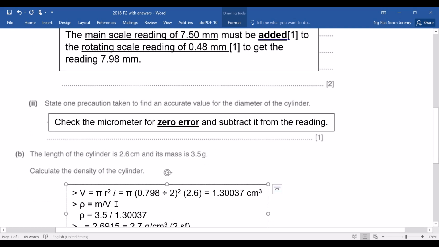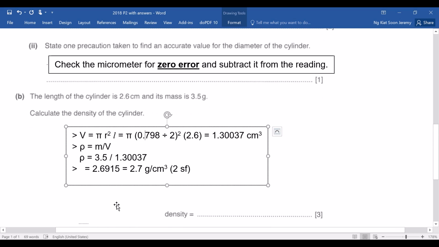Moving on, the last part is easy, so I won't take too much time. Calculate the density of the cylinder. So density is mass over volume. What I need is the volume of the cylinder. Volume of the cylinder is given by pi r squared, which is the circular area, multiplied by the length of the cylinder. You can see here that the radius, I'm calculating by dividing the diameter by 2, and the diameter has been converted to cm because the 2.6 is in cm. When I multiply all these values together, I get something like that. Then density is mass over volume, and I left the mass in gram. Therefore, my final answer is gram per centimeter cube.